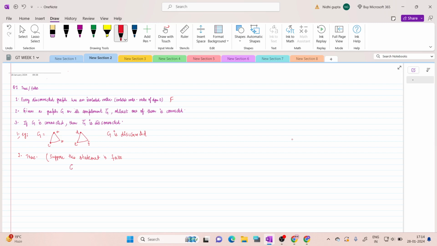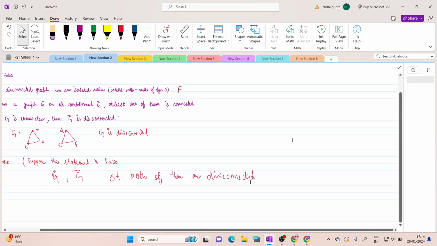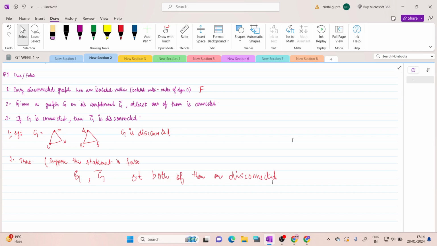So if it is false, then that means we have some G and G bar such that both of them are disconnected. But is this possible? Can we have a graph G and G bar such that both of them are disconnected? No. Therefore, we have arrived at a contradiction, and this statement is true. So is everyone now convinced that this statement is true?